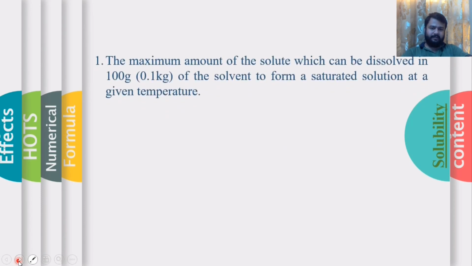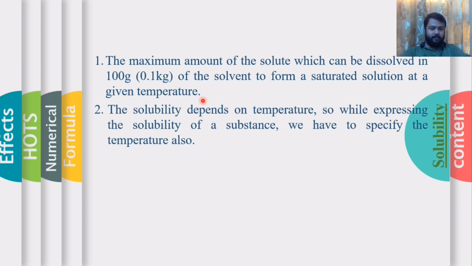As is clear from the name, solubility is the maximum amount of solute which can be dissolved in 100 gram, that is 0.1 kg, of a solvent to form a saturated solution at a given temperature. Always note that it should be at a given temperature. As the temperature changes, the solubility may change. So whatever amount of a solid can be dissolved in 100 gram of the solvent is known as solubility. The solubility depends upon temperature.